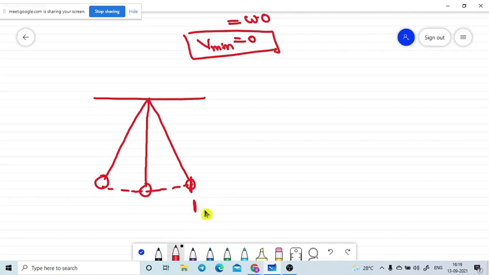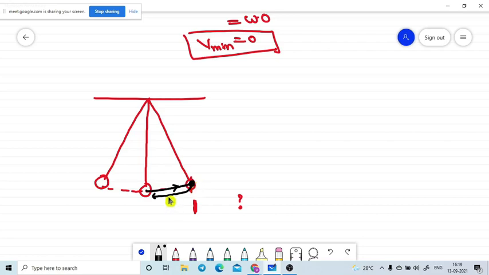Whether the velocity is 0 at this point or not, let me check. So how will it be 0? See, the particle will move up to this direction, and the velocity of the particle is in this direction. After reaching this maximum point, the particle changes its direction and moves in the other direction. That means at the maximum point, the velocity of the particle must be 0. Are you getting that?